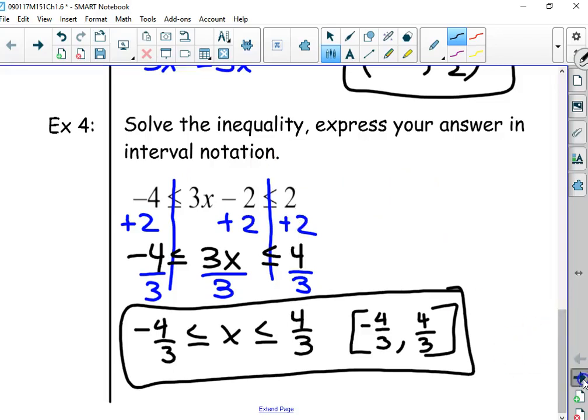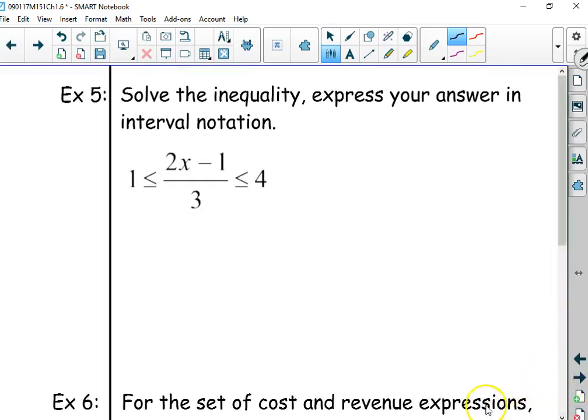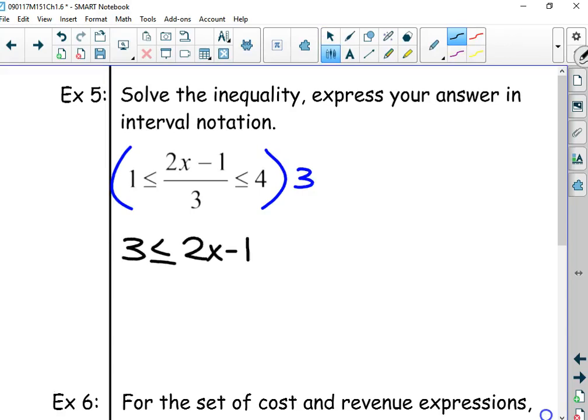All right, on to example 5. Solve the inequality, express your answer in interval notation. Same idea, just clearing the fractions at you one more time. We're going to take this whole thing and multiply it by 3. And see how easy it is to forget those constant multiplications.